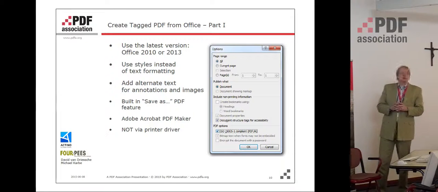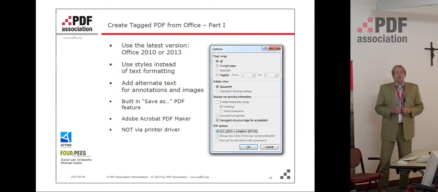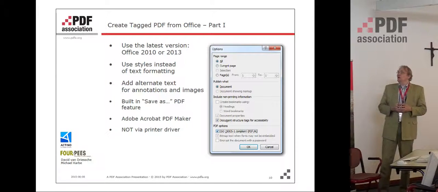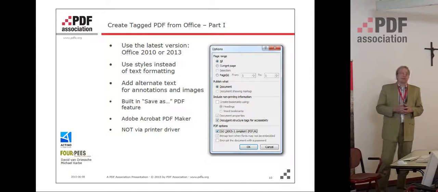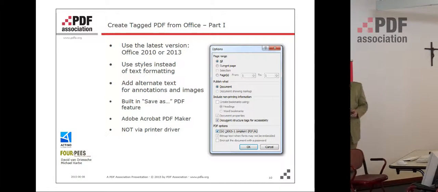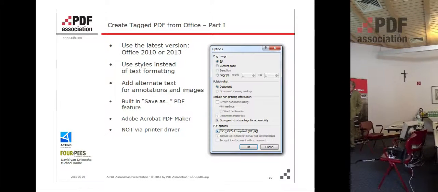So let's go into what I've prepared, starting with creating tagged PDF from Office-type applications like Microsoft Office or LibreOffice. You may have seen that Office provides an export feature to PDF, which looks like this. When you have a look at this dialog, you see this little check mark, document structure tags for accessibility. So when you click this and export to PDF, you will get a tagged PDF. The result will be a fully tagged PDF.